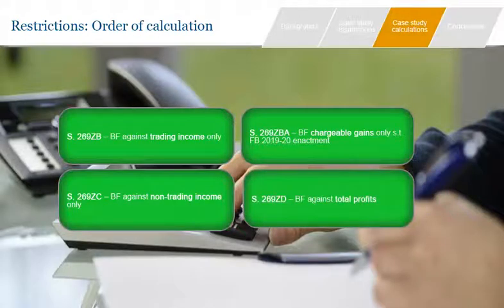The final provision is section 269ZD. This section applies to a number of different types of losses, the key feature of which is that they are deductible against a company's total profits. These are referred to in the legislation as relevant deductions. The next slide will consider the order in which the restrictions must be applied.